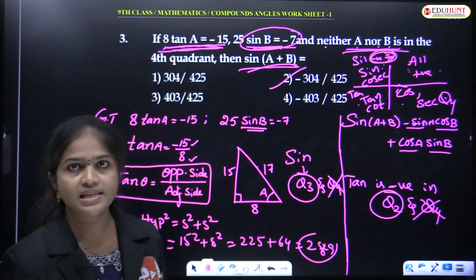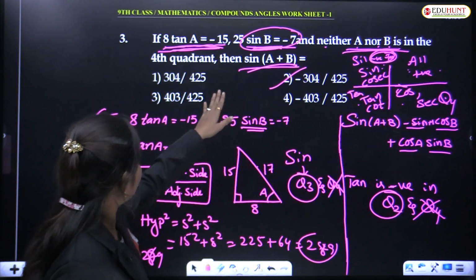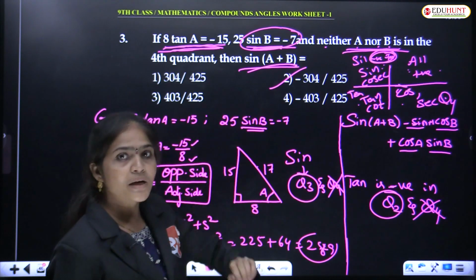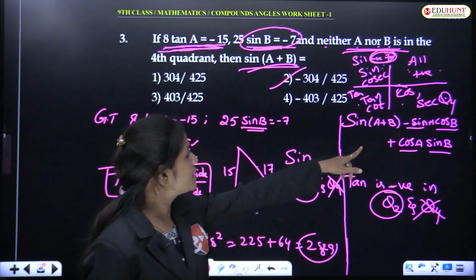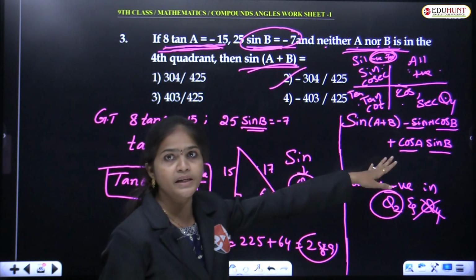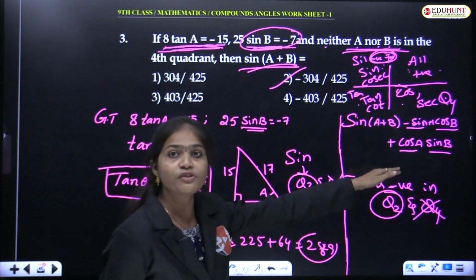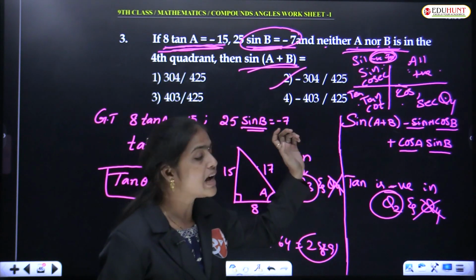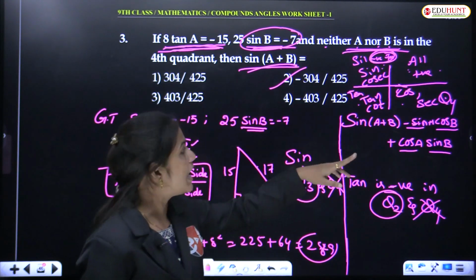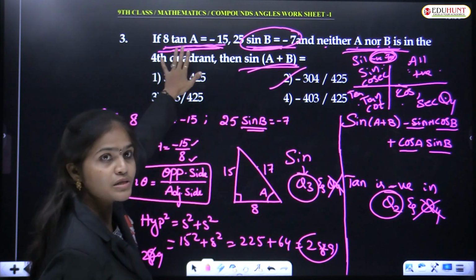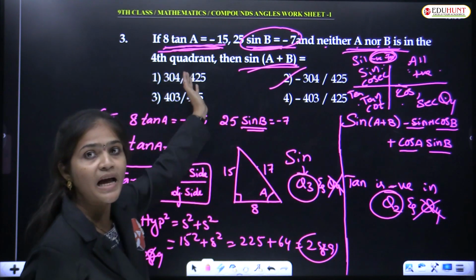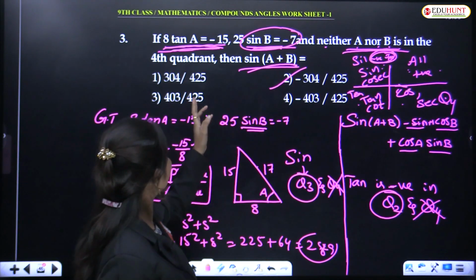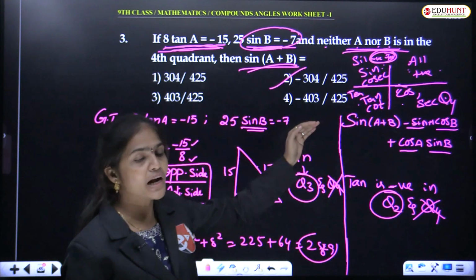So children, did you understand? Here they directly ask for sine of A plus B and they have given 2 values. But if you know the formula, first you have to write the formula for sine of A plus B. Then first you have to check which values are required, whether those values are given or not, which values they have given, and which values we need to find out. After finding all the required values, we just have to substitute in the formula.